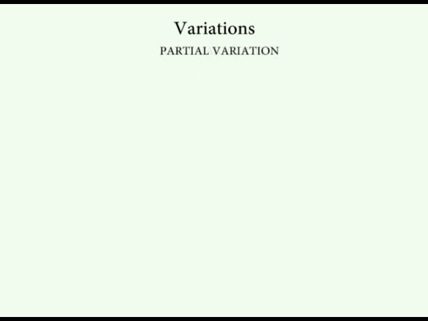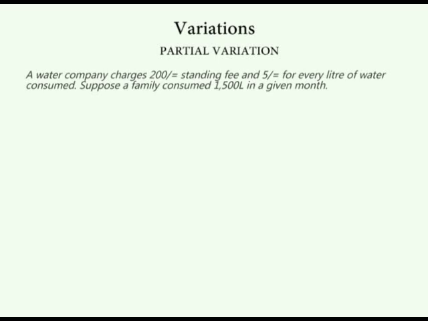Finally, partial variation. Now, a water company charges 200 shillings standing fee per month and 5 shillings per litre of water consumed. Suppose a family consumed 1500 litres in a given month. How much bill will they pay? Bill will be equal to 1500 times 5 and then plus 200, and that will give us 7,700.